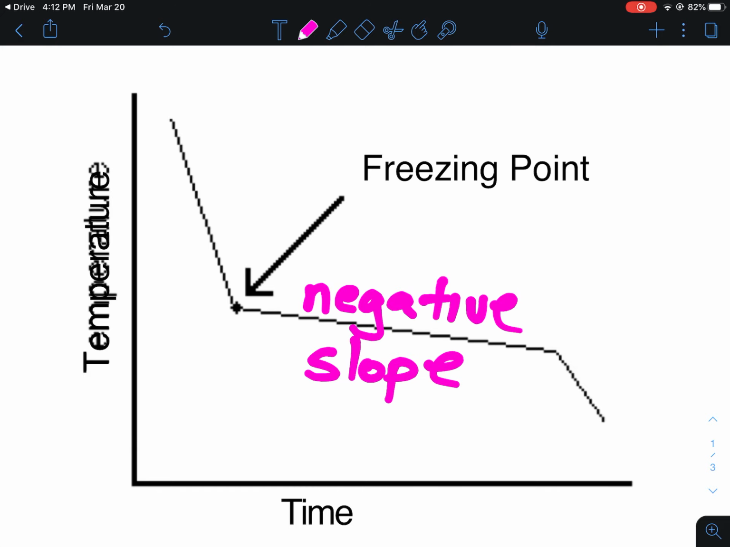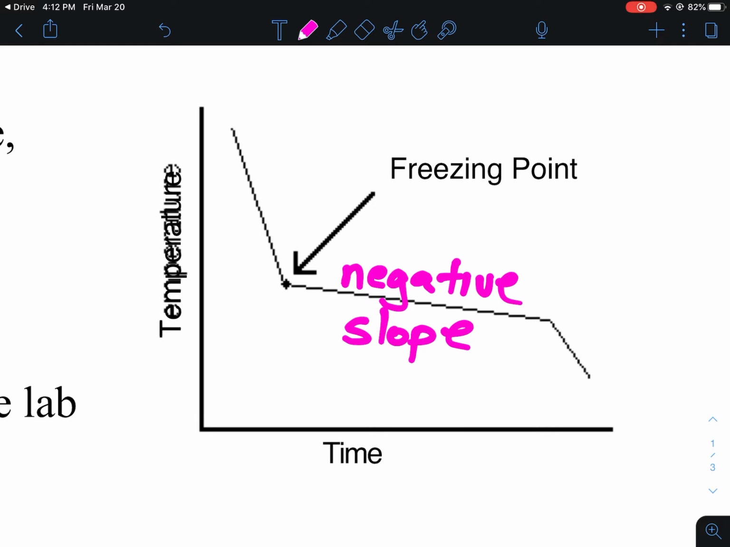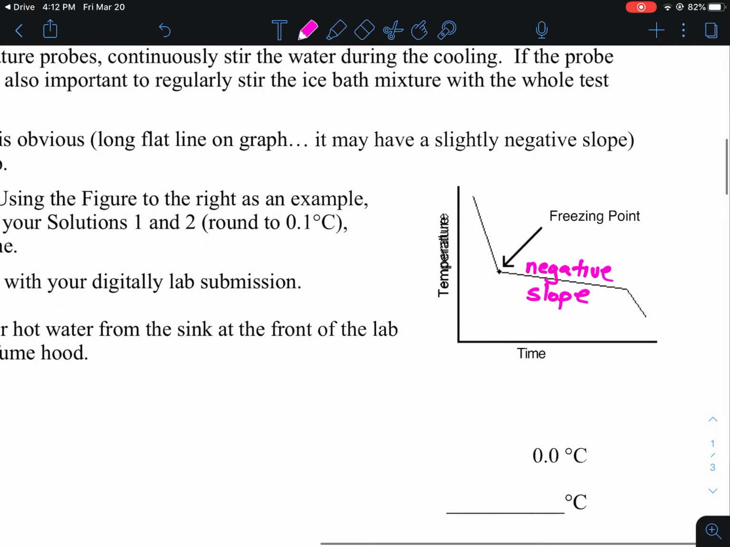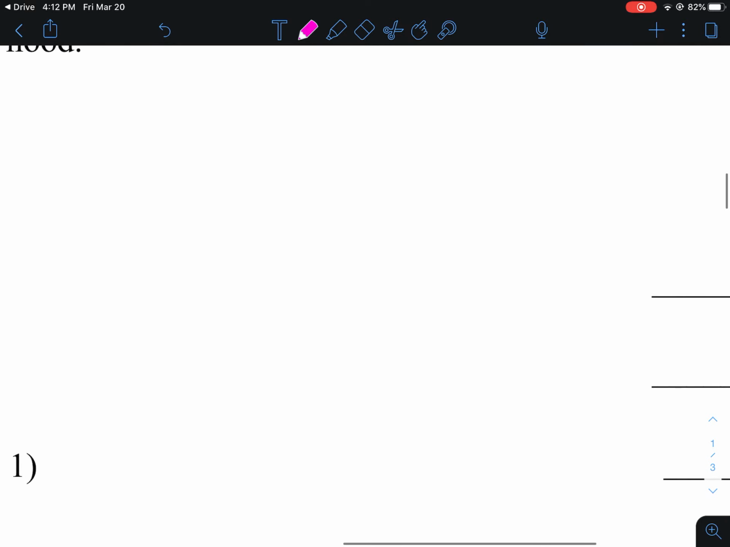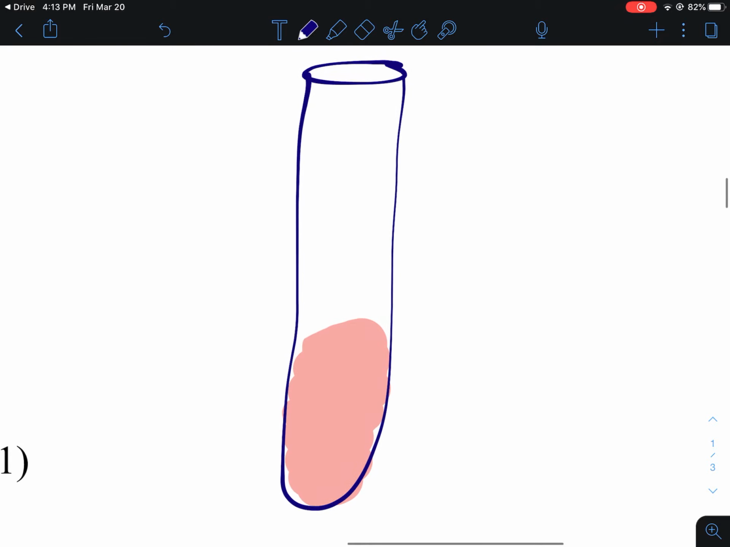All right, and that's actually important to understand, because think about what's happening as your solution cools. Say you have a test tube and you've got your solution in it. There's your ethylene glycol, and as that solution cools down, there's going to be water crystals. There's going to be water that starts to crystallize out.